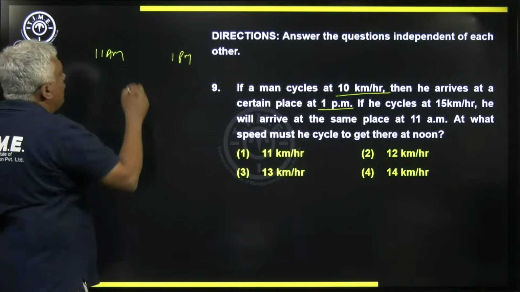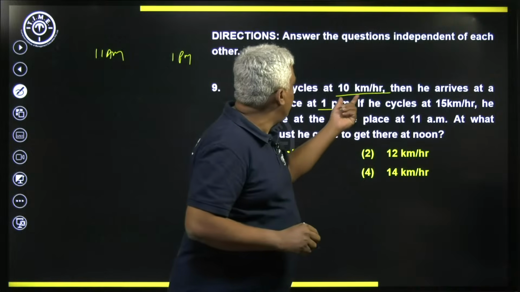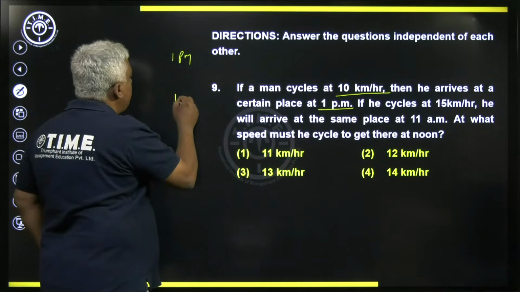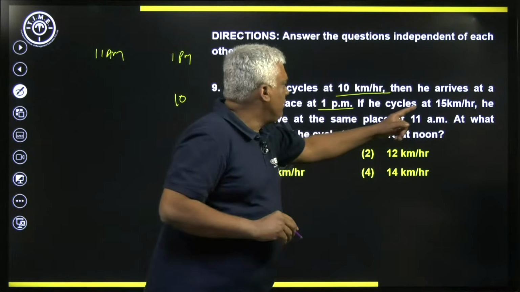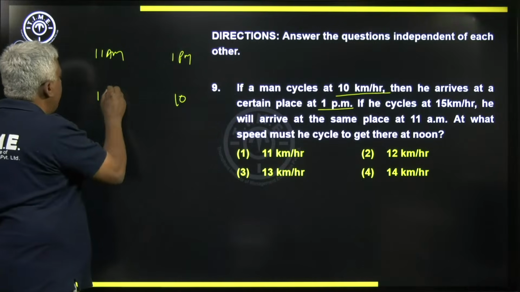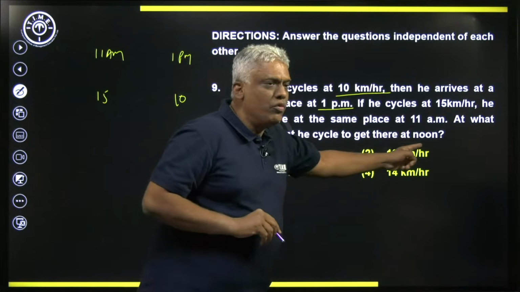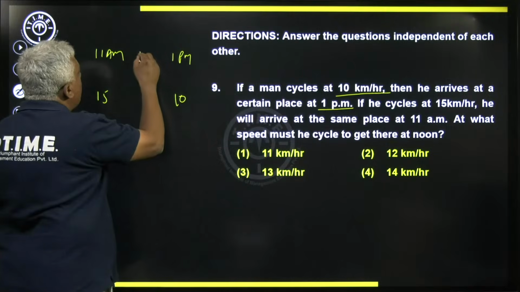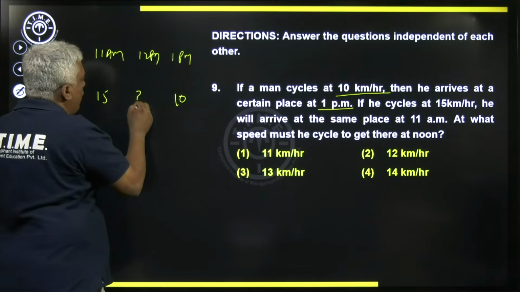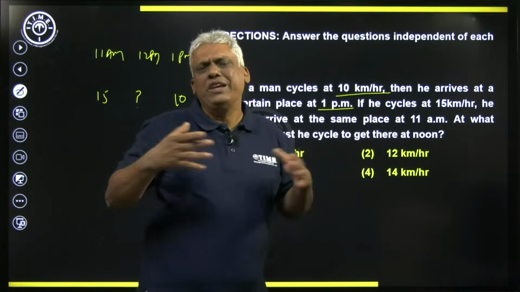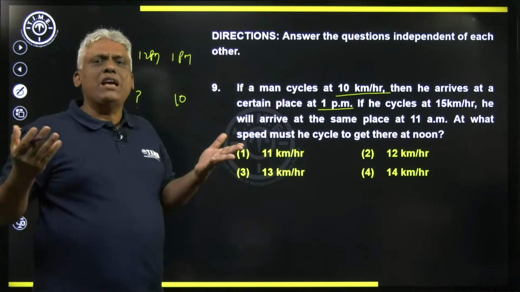So at 1 p.m. he is arriving if he goes at 10 kilometers per hour, and if he cycles at 15, he's arriving at 11 a.m. Now the question is, at what speed must he cycle to reach there at 12 noon? So it's 12 p.m., this is the thing we want. What time he started, we don't know. We can solve by equation, let's say whatever time he starts.